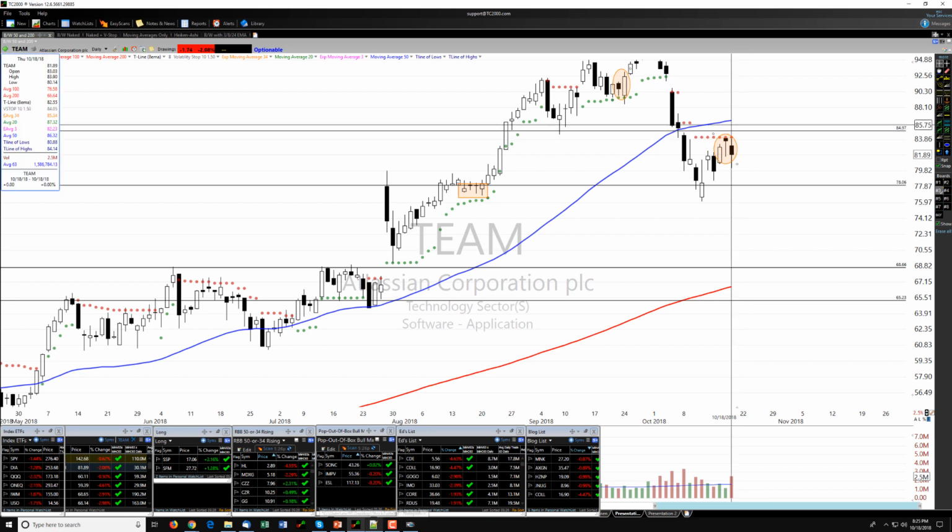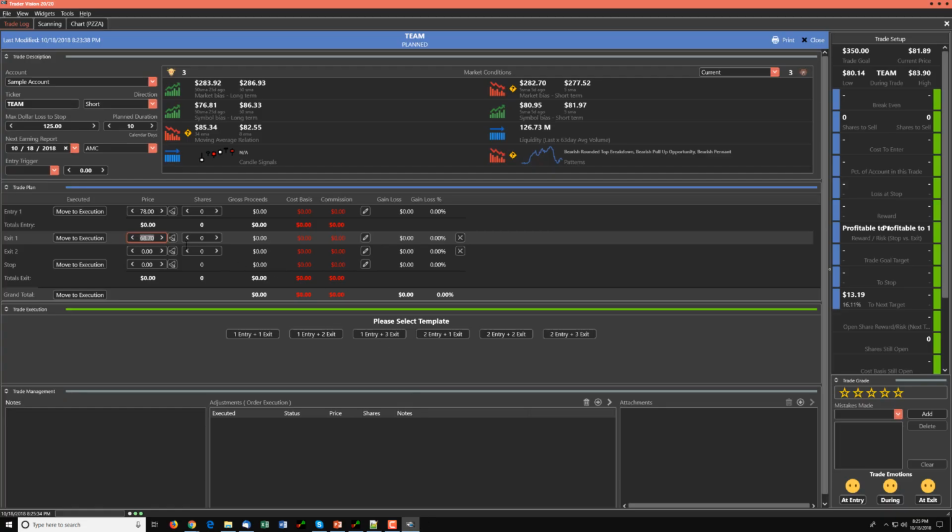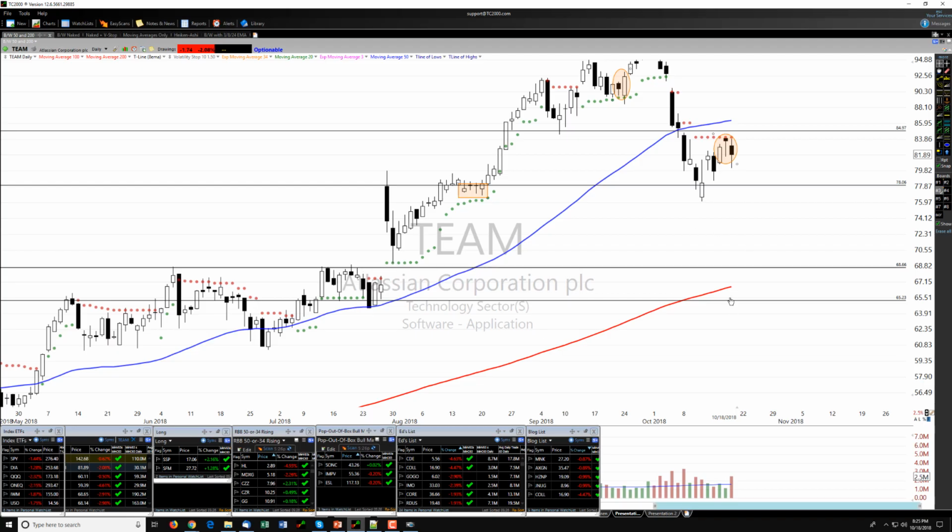The V-stop says it's 84.05. Yeah, let's try it. Let's just make it 84 since we had 78. That'll make it nice and even. And that second target's down here about 65, and we'll be generous. We'll call it 65.90.